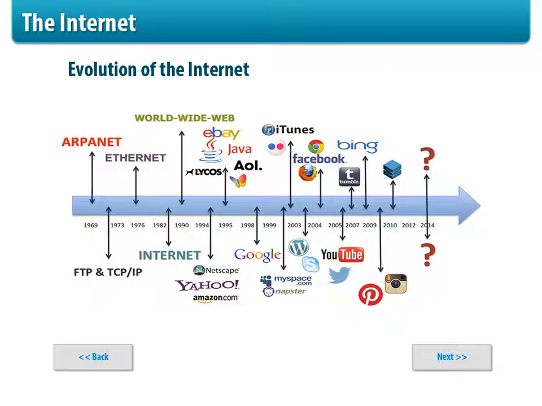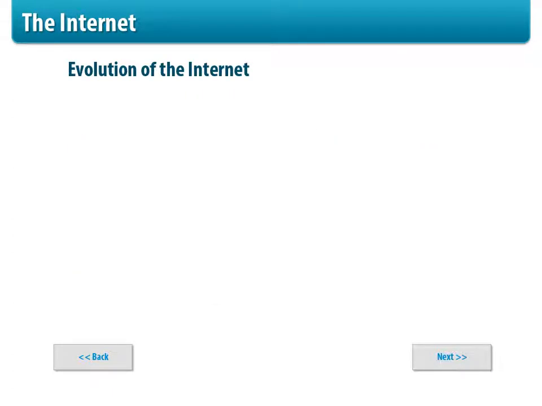I love this timeline because you can see the 1969 ARPANET, and then they evolved into Ethernet and FTP and TCP/IP, which we're going to talk about as we get going here. And then you're going to see the World Wide Web. I remember about 1993, I was on it big time, making web pages, making sites. You see Netscape, which really doesn't exist that much anymore in its original form.